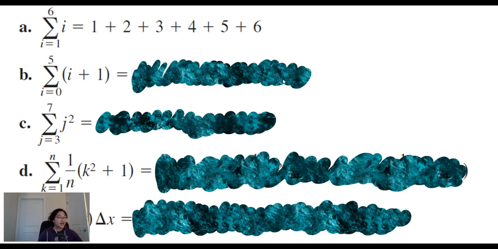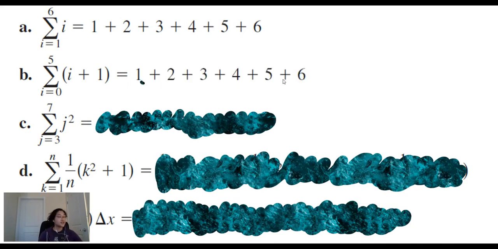So we're just adding up the numbers from 1 to 6. What about B? What is B going to be equal to? Now our index is starting at 0, so be careful about that. B is going to be the exact same thing.